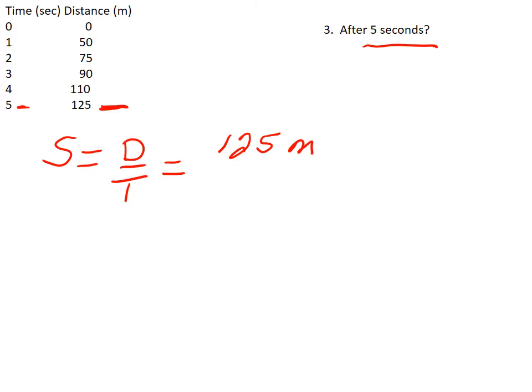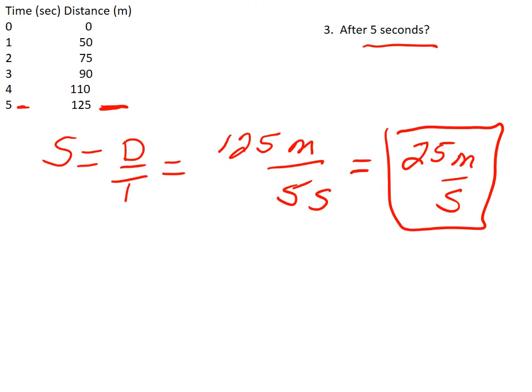On the next problem, it's asking you to calculate what the speed would be after 5 seconds. So again, we're going to use the distance value here of 125 meters, because that's what it was measured at 5 seconds. My equation is speed is equal to distance divided by time, which would be 125 meters divided by 5 seconds. When you run that through your calculator, you get 25 meters per second for that speed.